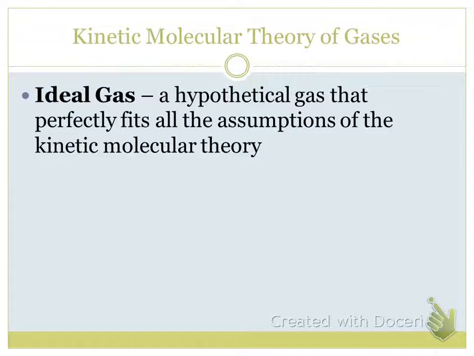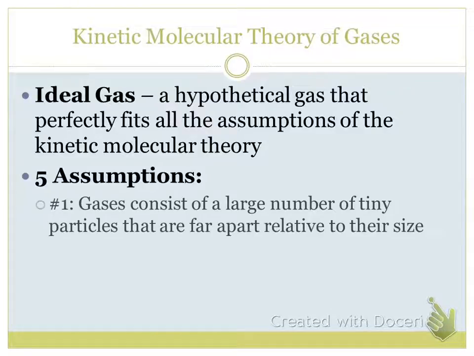All right, so let's talk through these assumptions, okay? There's 5 different assumptions that something has to meet. They're kind of like criteria, okay? 5 different kind of criteria that it has to meet in order for it to be an ideal gas. Okay, so this first assumption says gases consist of a large number of tiny particles that are far apart relative to their size.